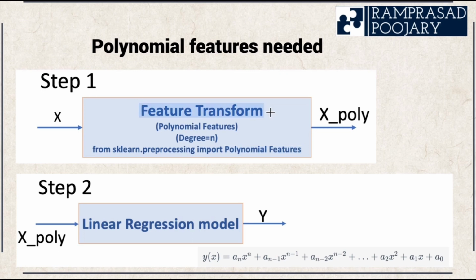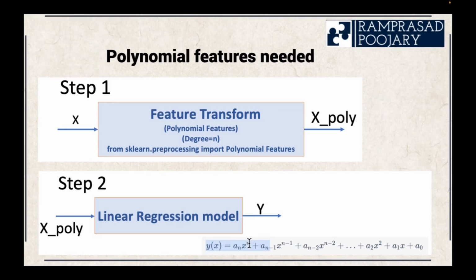This step, or this technique, is called feature transform. It can also be called feature engineering. Now, once you get the polynomial features, the polynomial features can be fed as an input to the linear regression model, and that will give us a polynomial function. So here you can see, though you have used the linear regression model, you end up getting a polynomial function. The complexity of the polynomial function depends on the degree of the polynomial, which is n in this case.